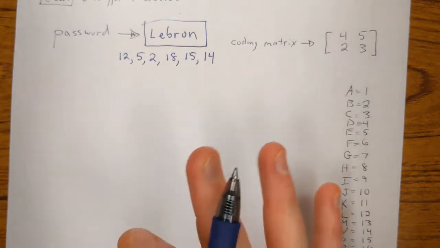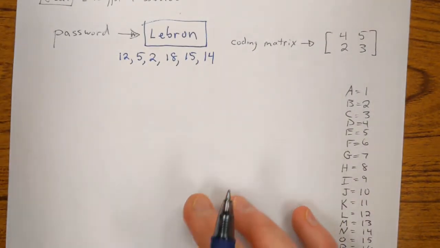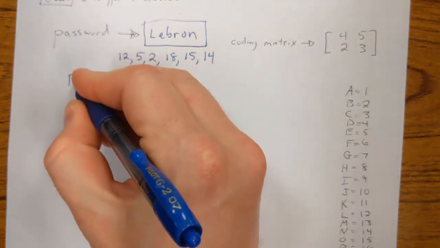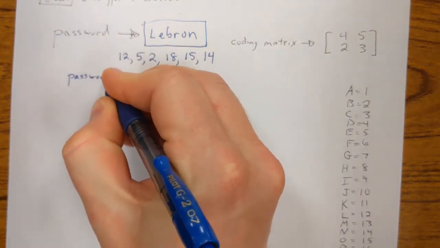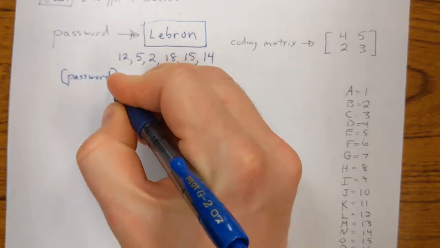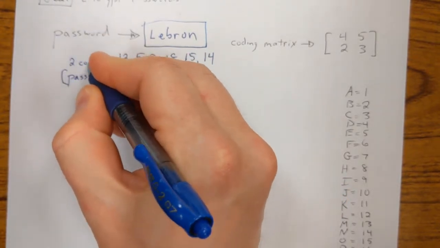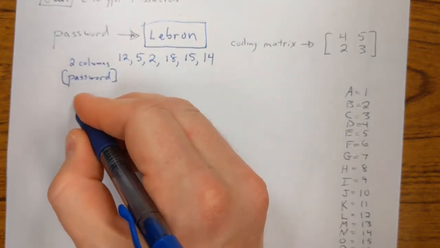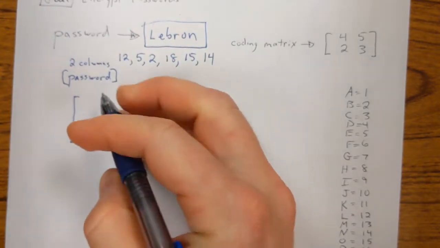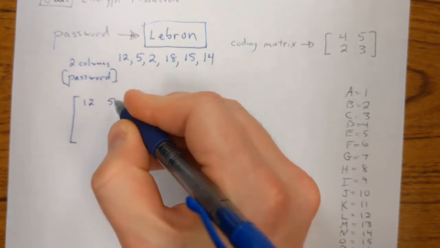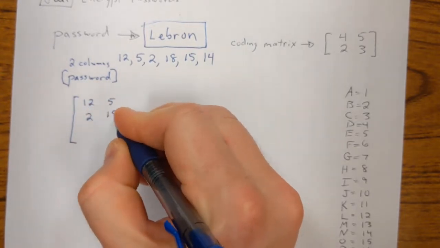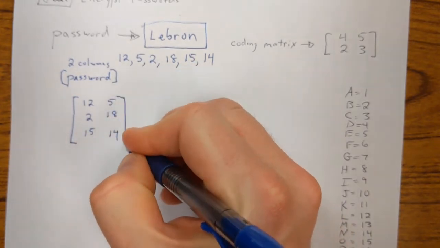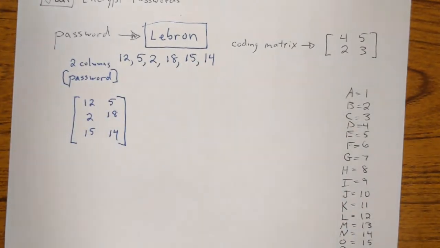Okay, now here's what I'm going to do. You can make these more complex with larger columns and whatnot, but to keep this simple to begin with, I'm going to create what's called a password matrix. For our lesson today, we're going to keep all of our passwords down to 2 columns. So in order to fit these 6 letters, 12, 5, 2, 18, 15, and 14, into 2 columns, I'm going to make it a 2x3 matrix here.